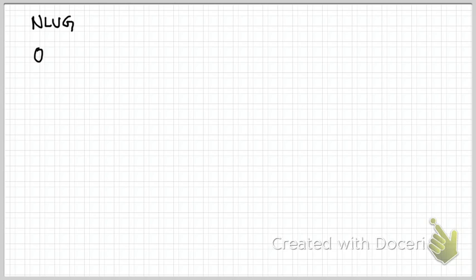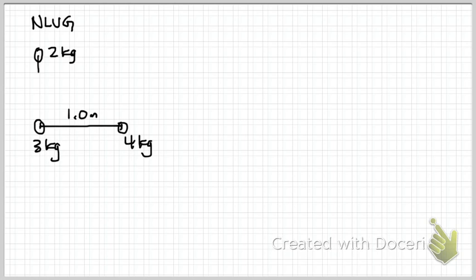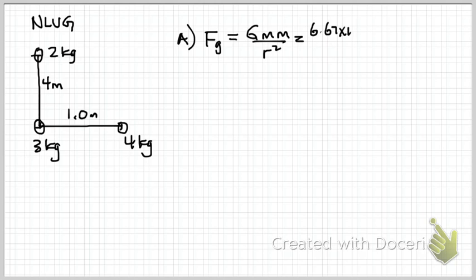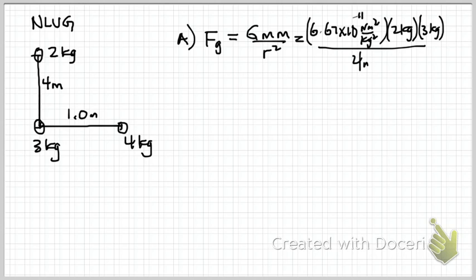So, we're going to start out by drawing three objects, one at 2 kilograms, another at 3, and another at 4. Place the bottom two a meter apart, and the side two, we're going to make them 4 meters apart. And I'm going to solve for the gravitational attraction between the 2 and the 3 kilogram masses. I'm going to use our universal gravity constant of 6.67 times 10 to the negative 11th newtons meters squared per kilogram squared, multiplied by both of those masses, divided by their distance from each other squared, and I get a force of 2.5 times 10 to the negative 11th newtons.